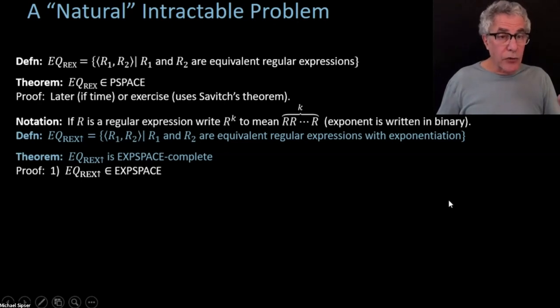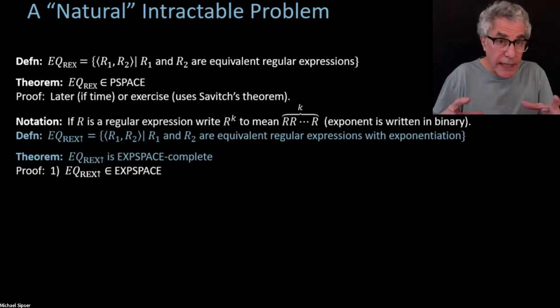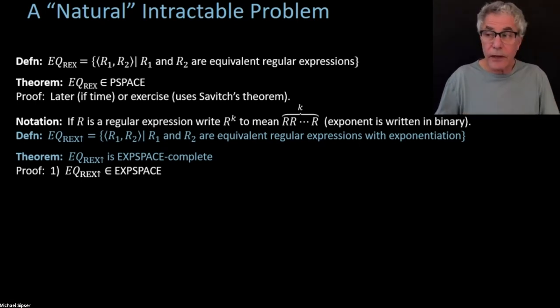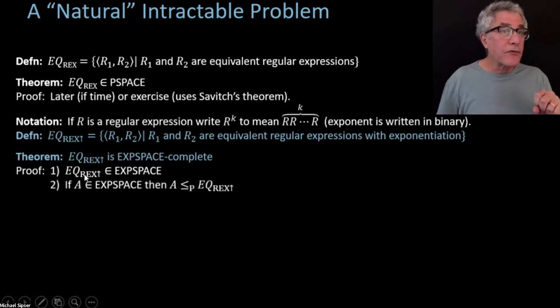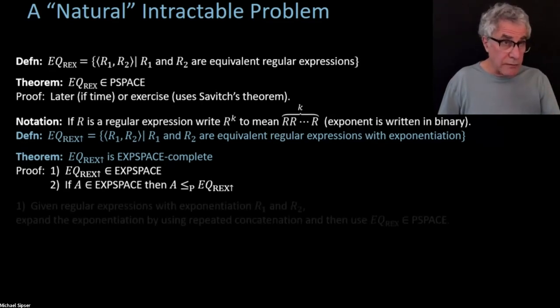So we're going to go through the reduction. I think it's going to be our last reduction of the term of proving problems complete for some class. But each one of those has its own kind of thing that makes it special. Okay, so first of all, we have to show that it's in exponential space, and that's really going to rely on this other fact that we didn't prove. So I'm going to go over that very quickly. But the interesting part is doing the reduction. So if I have something in exponential space, then I can show that I can reduce it to the equivalence problem for regular expressions with exponentiation.